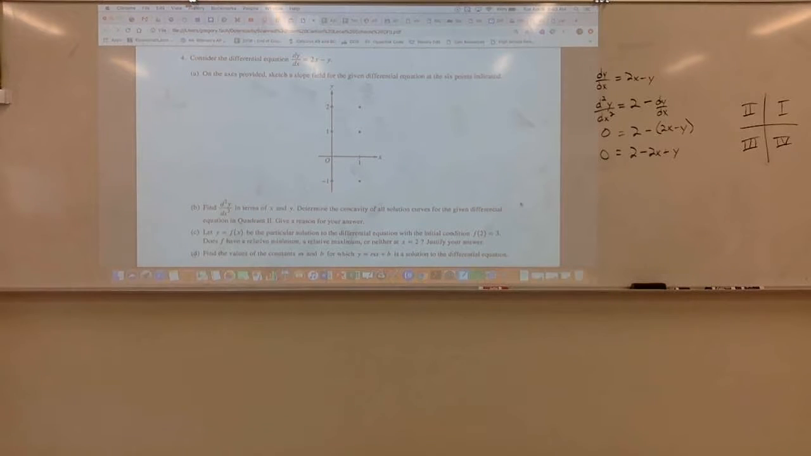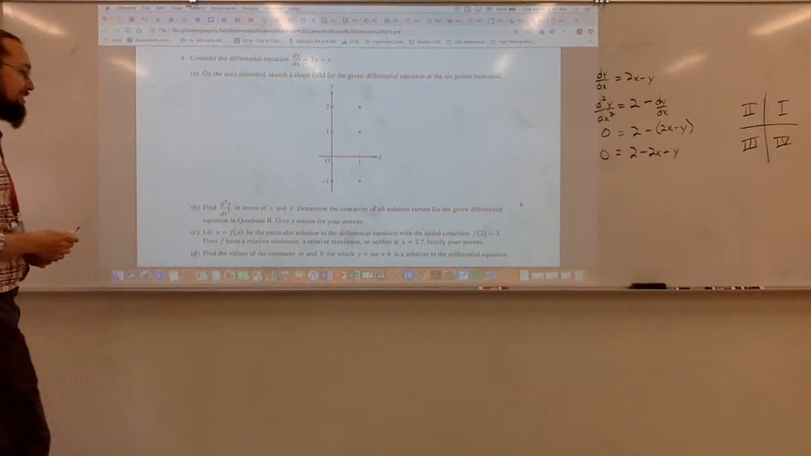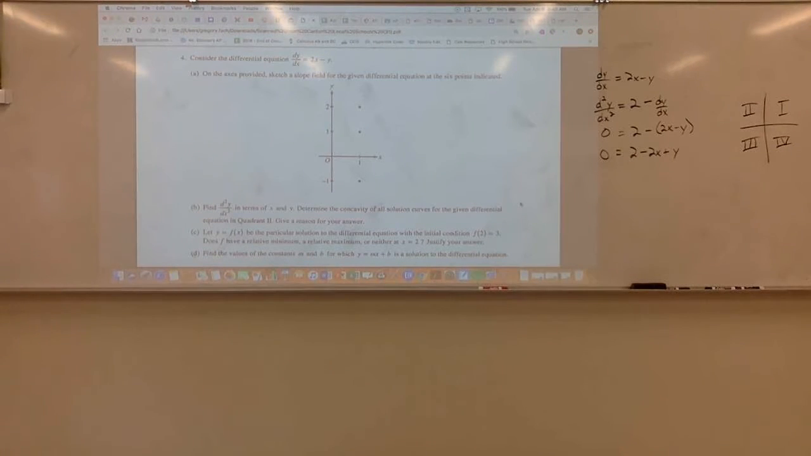Alright. Then part C, we want to solve our differential equation with the initial condition, f of 2 equals 3. So how can I... Oh, no, sorry, we don't need to solve it. We just need to find whether it has relative min, max, or neither.